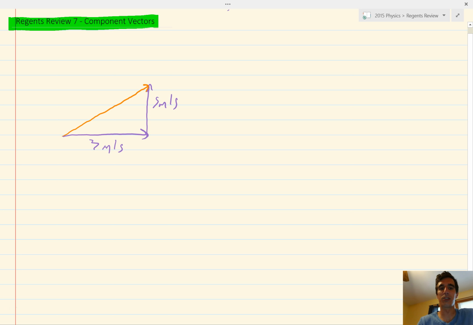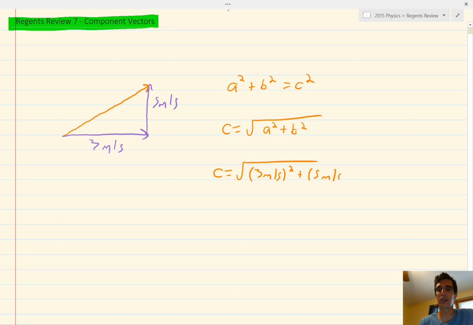So let's just figure out how fast you're going. We're going to use Pythagorean's theorem, a squared plus b squared equals c squared. And we're solving for c, so let's get it by itself. c is the square root of a squared plus b squared. So let's just plug and chug. c is the square root of (3 meters per second) squared plus (5 meters per second) squared. Plug that in our calculator and we get c is 5.8 meters per second.